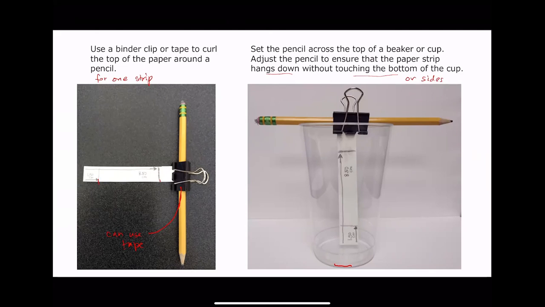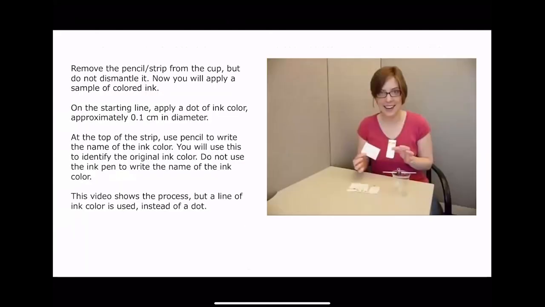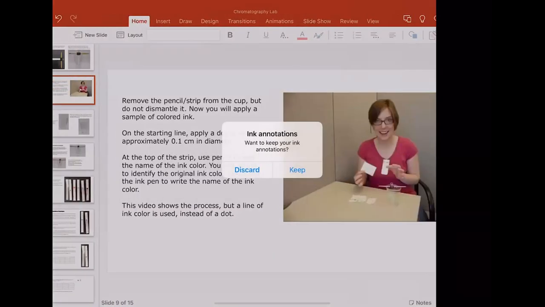So that's a test, and then you want to take it out. Remove that pencil and keep it all attached. Remove it from the cup, but don't dismantle it. Now you're going to apply a sample of ink. Okay, so that's on the starting line. The starting line is that bottom starting line.